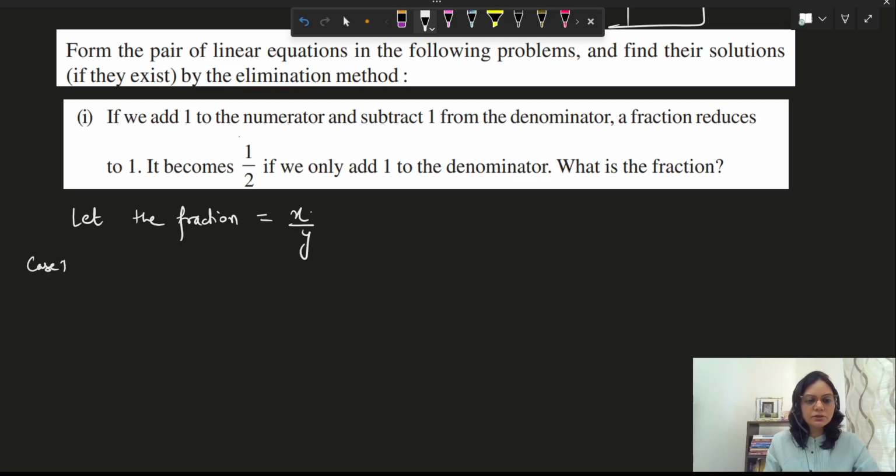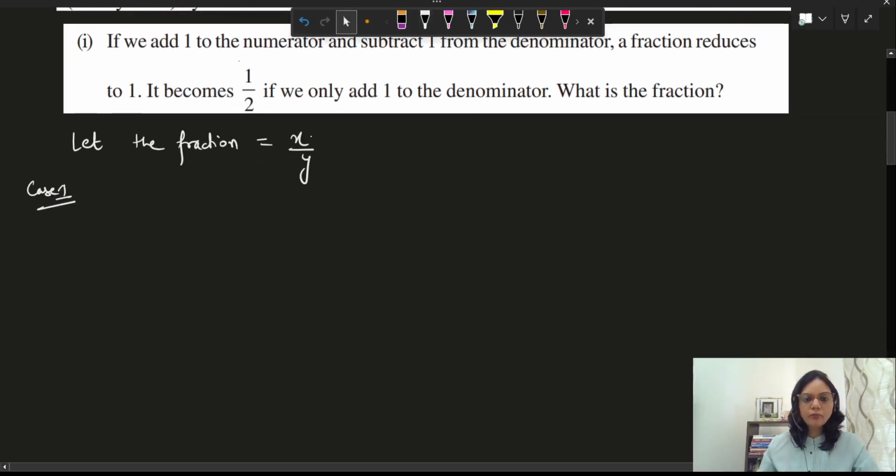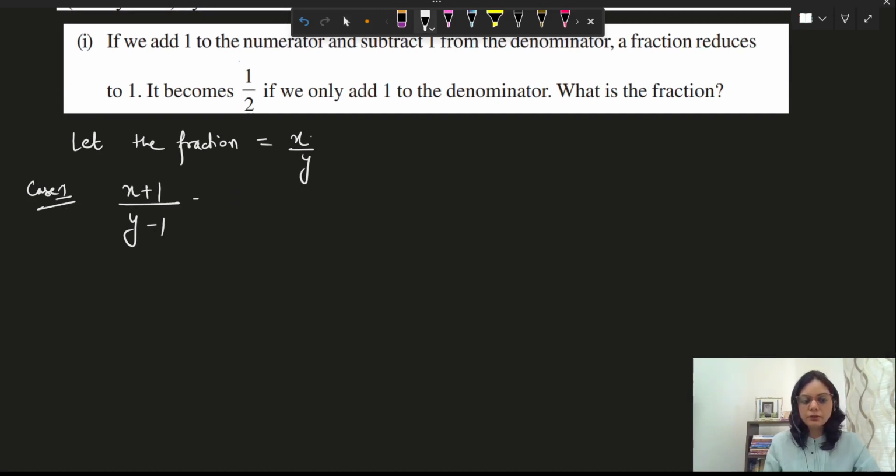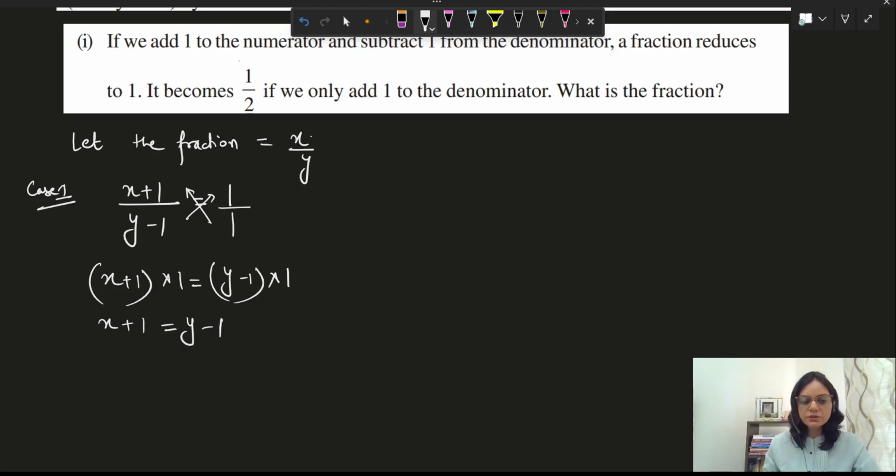So what does case one say? If you add 1 to the numerator and subtract 1 from the denominator, you will get 1. 1 can be written as 1 by 1, cross multiply. So x plus 1 multiplied by 1, y minus 1 multiplied by 1. x plus 1 is y minus 1. Transposing, bring variables to one side and constants to the other side. So x minus y is minus 1 minus 1. So x minus y is minus 2. That's the first equation.